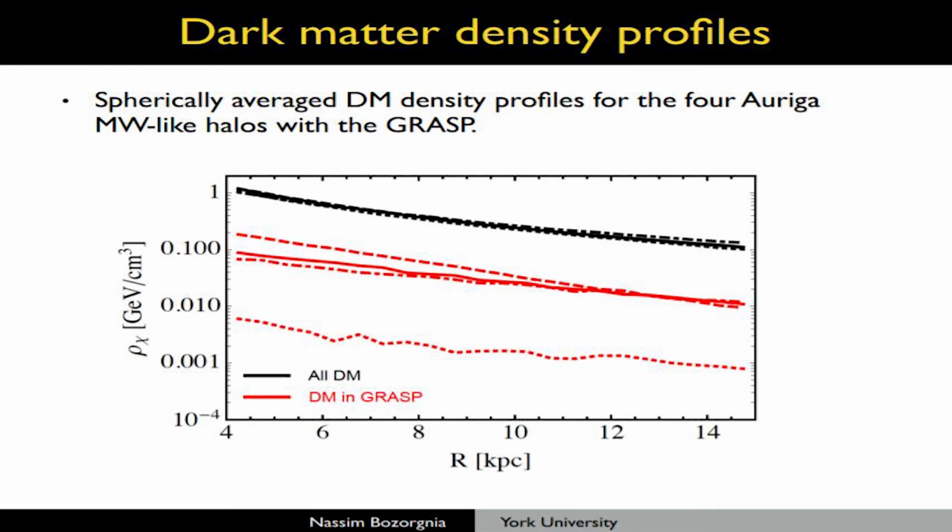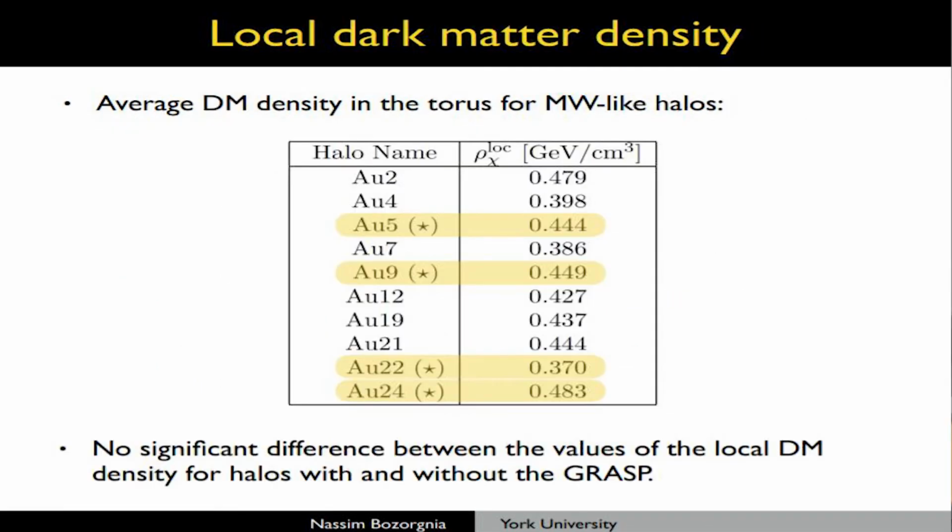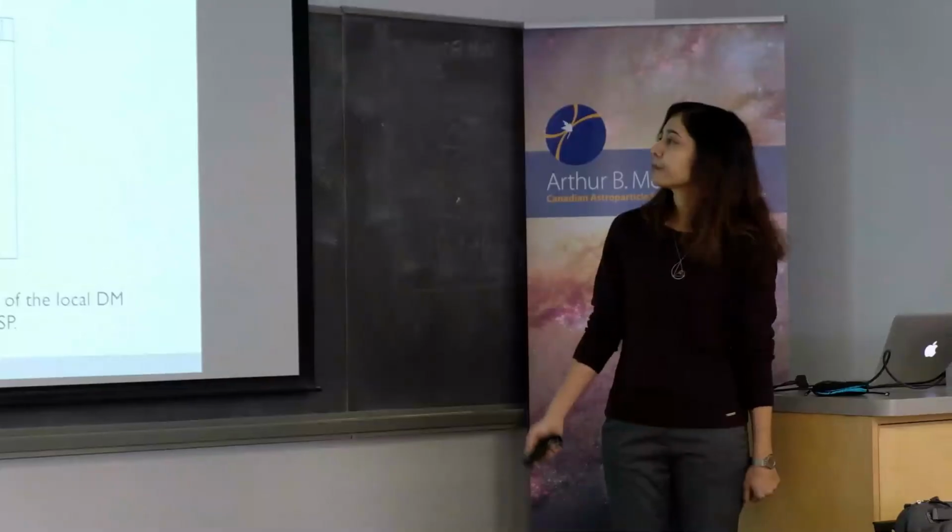profiles are very similar, but when you look at the dark matter in GRASP, depending on the halo, it can be quite different. This is for the one which has a really small number of particles in the GRASP. And so there is this difference between them. For the local dark matter densities, again, there's no significant difference between the values for the halos which have the GRASP and those which don't. And there's a range, again, which matches the global and local estimates, so there's nothing significant there from the effect of the GRASP. The ones with the star are the 4 which have this GRASP structure.